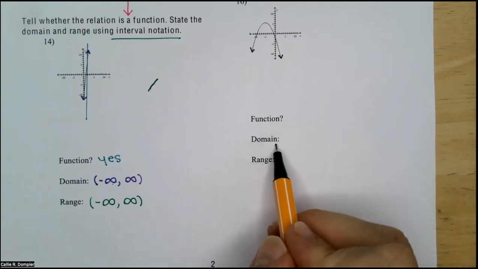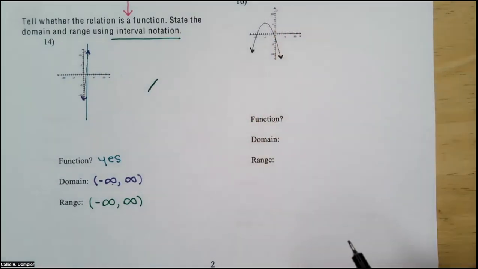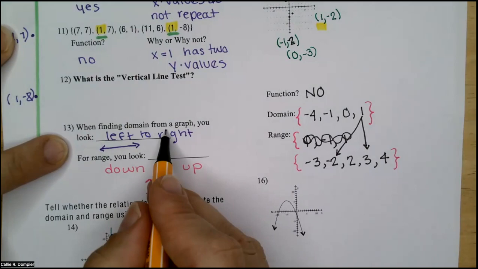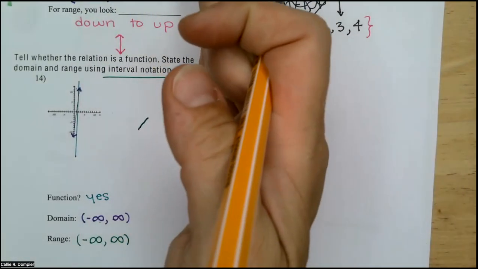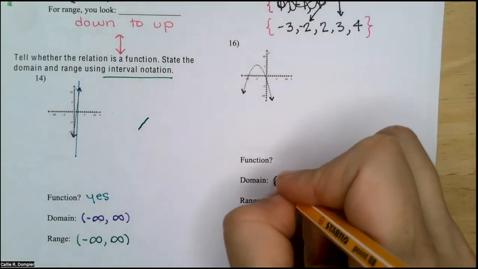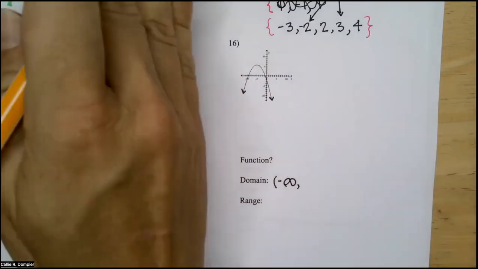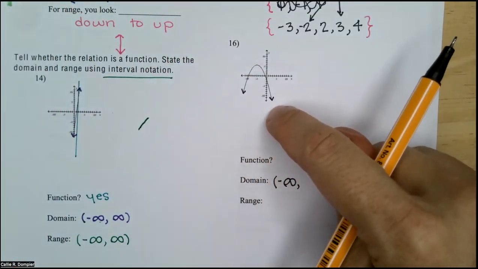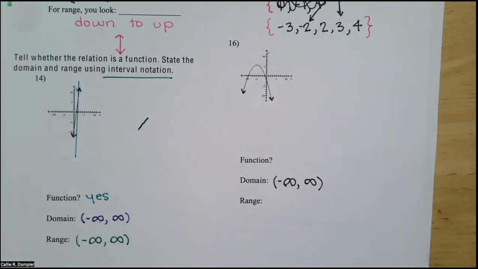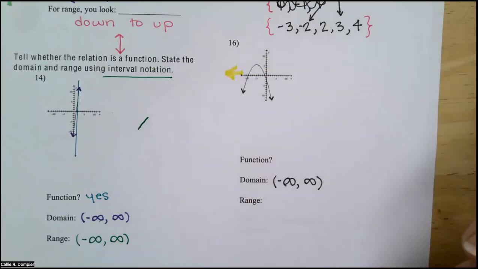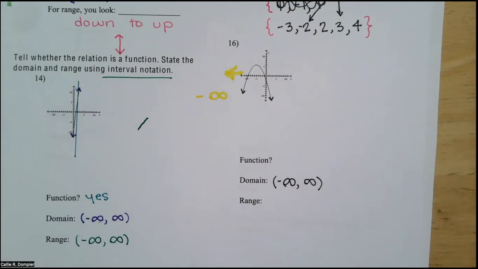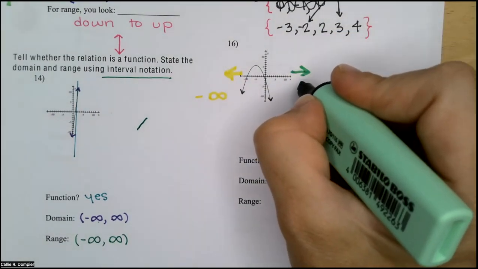Here, I'm going to find the domain and the range first, and then I'm going to say, is it a function? The domain is on the x-axis. So remember, domain, left to right. So from left to right, I see an arrow going in the left direction. So that means it starts at negative infinity. I keep going. I see an arrow going ever so slightly in the right direction. So that's towards infinity, right? If I see something going forever like that, then that's negative infinity. And if I see an arrow going forever like this, then that's positive infinity.